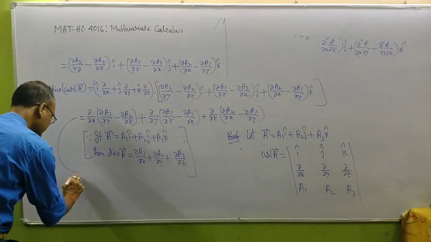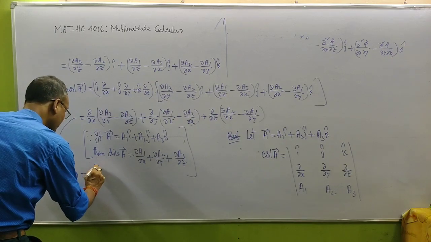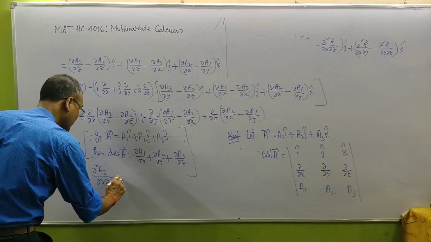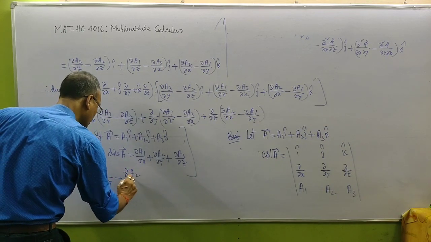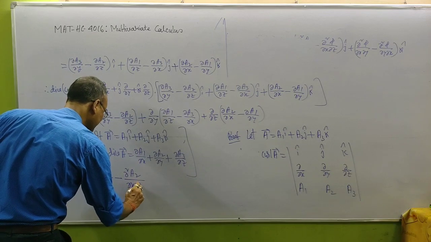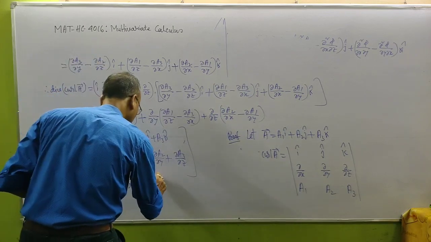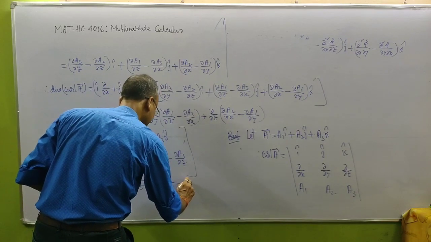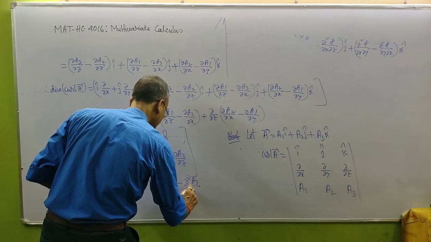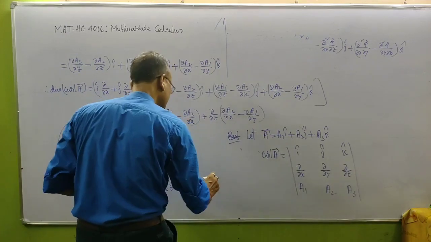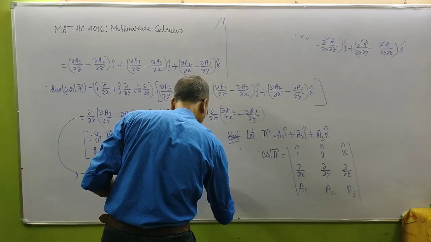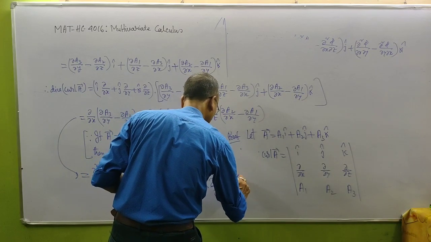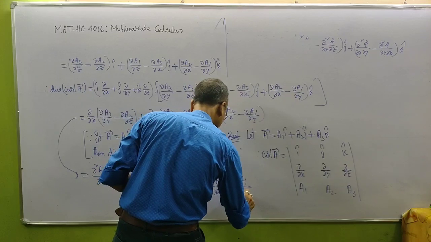What will this be? This is equal to ∂²A3/∂x∂y minus ∂²A2/∂x∂z plus ∂²A1/∂y∂z minus ∂²A3/∂y∂x plus ∂²A2/∂z∂x minus ∂²A1/∂z∂y.